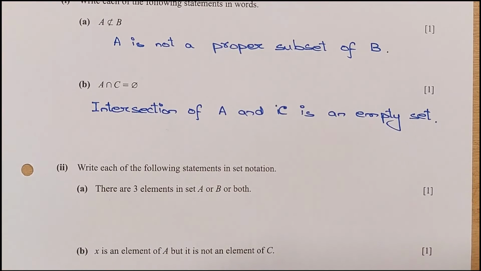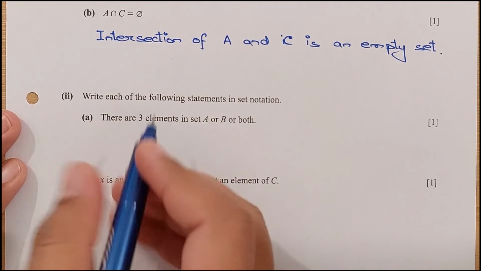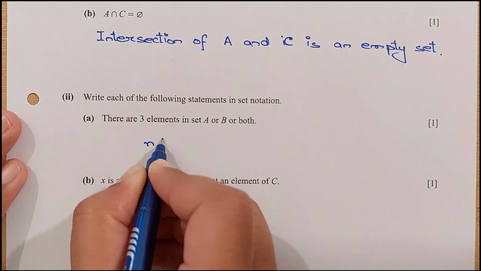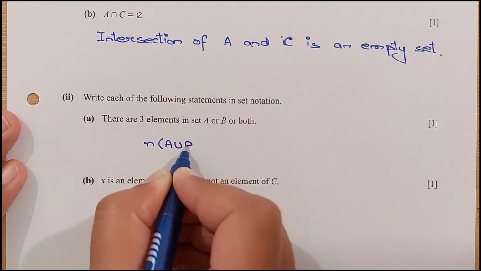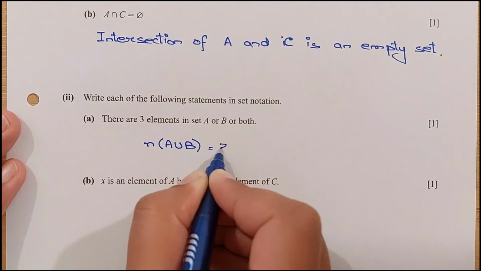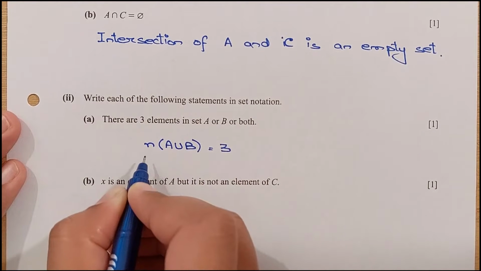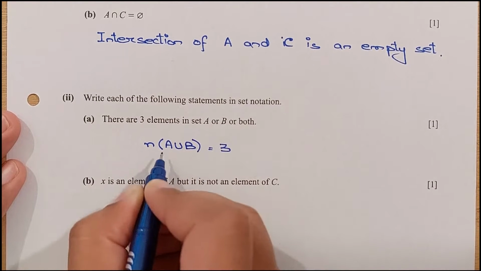Right, now for number 2, write each of the following statements in set notation. Part A, there are 3 elements in set A or B or both. So we can say that the number of elements in the set A union B is equal to 3.